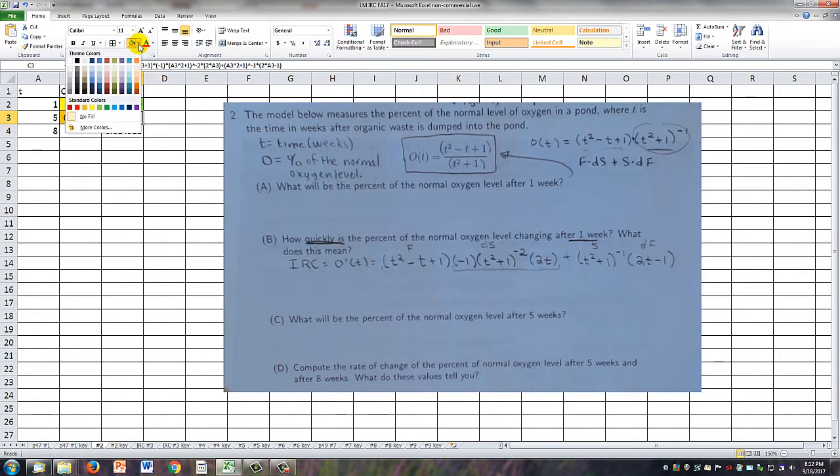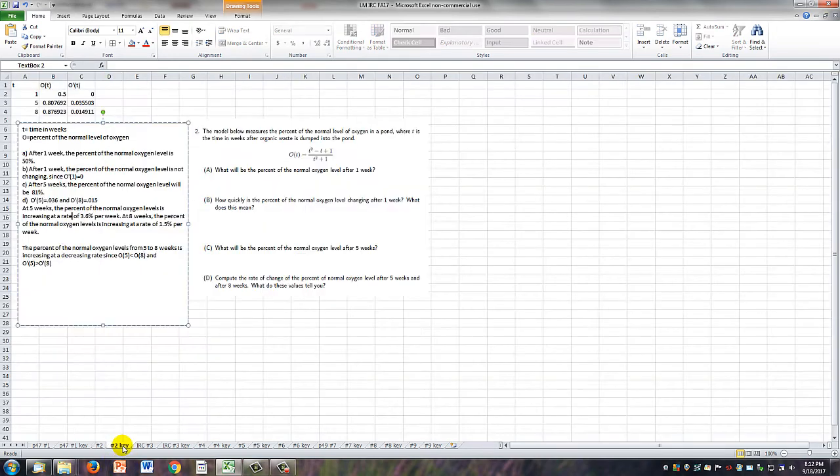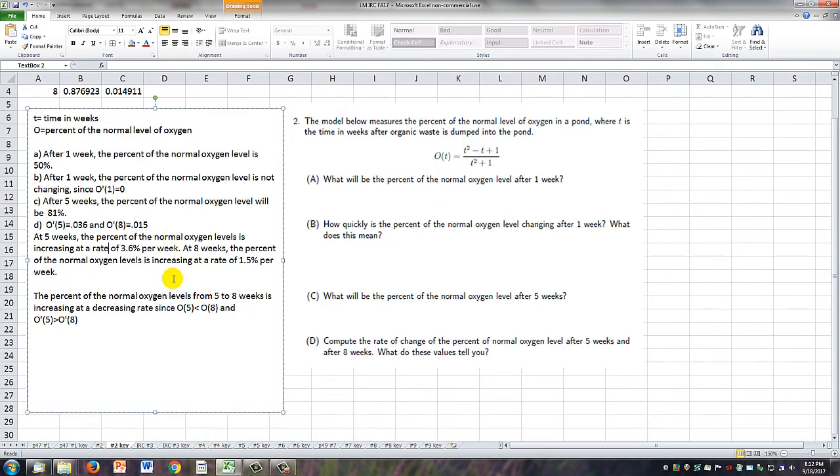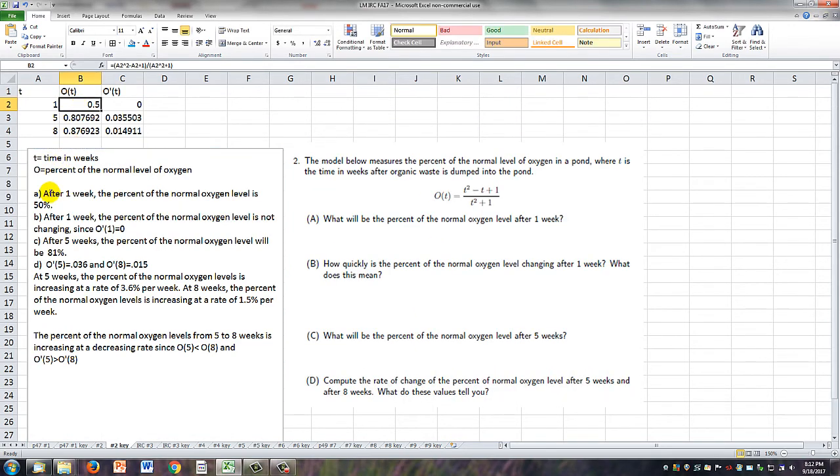So this one and this one. Okay, so we have those values. I'm going to go over here and look at the key and talk about these. Okay, so the first one, the interpretation would be after 1 week. It's like an if-then. It's just the original function. If I know T, then I know O. So after 1 week, the percent of normal oxygen level is 50%.